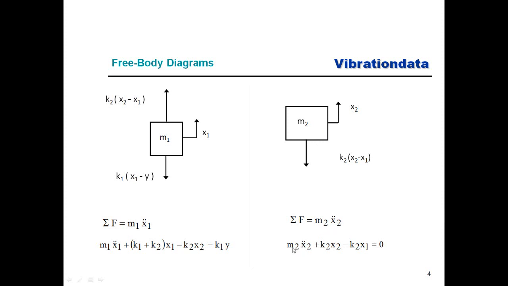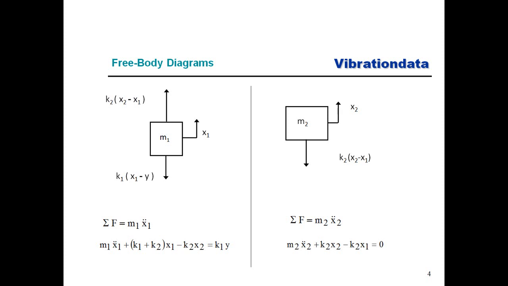And then mass 2 times acceleration 2, plus the spring stiffness 2 times the displacement of mass 2, minus stiffness 2 times the displacement of mass 1, is equal to 0. So those are the two equations of motion.